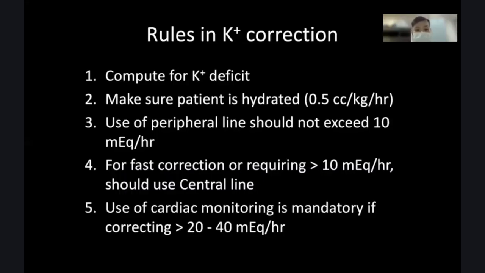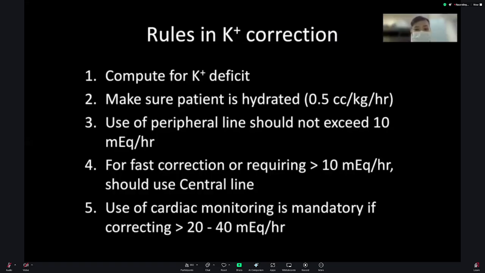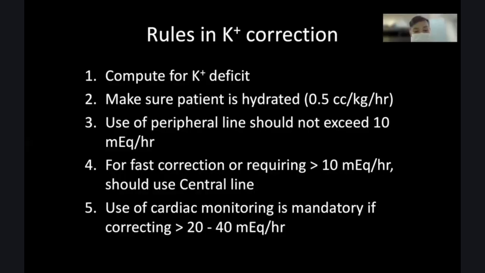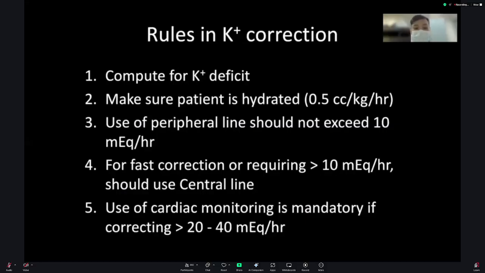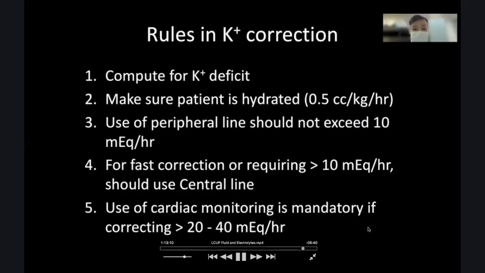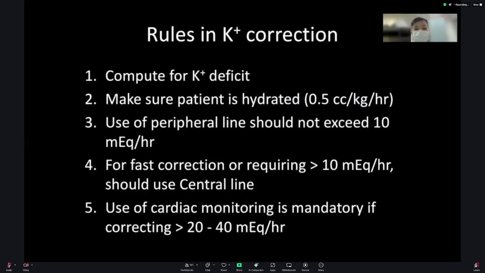Use of a peripheral line should not exceed 10 mg per liter or 10 mg per hour. What does this mean? If you're going to give potassium replacement of more than 10 mg per hour, you should use a central line, not a peripheral line, because you would have chemical burns when you use a peripheral line. So if you're giving more than 10 mg or doing fast correction, you should use a central line. What central lines? Either an IJ catheter, internal jugular vein catheter, or a femoral vein catheter.